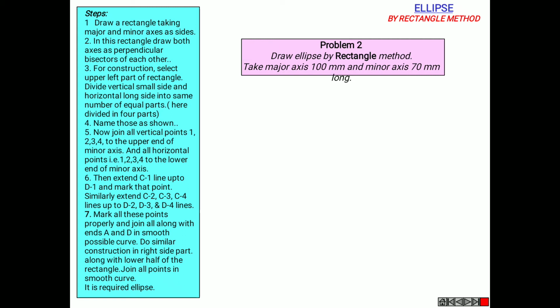Mark all these points properly and join all along with ends A and D in a smooth possible curve. Do similar construction in the right side part along with the lower half of the rectangle. Join all points in a smooth curve, then we will obtain the required ellipse. So just take a while and note down the steps.